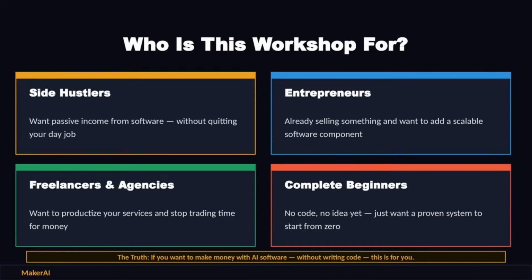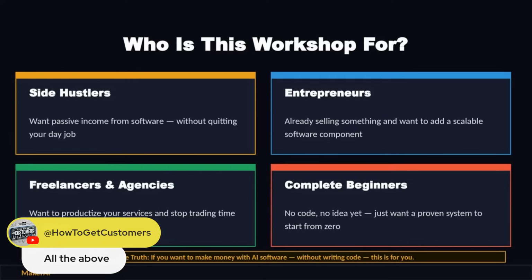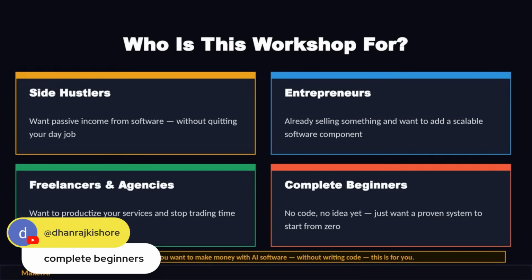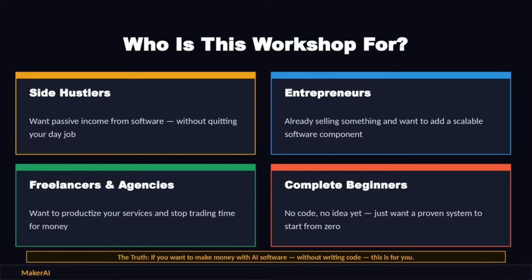And I see so many people in the comments. I see side hustler, complete beginner, all of the above. I love that. Agency, side hustler, entrepreneur, complete beginner. Awesome. So many of you in different backgrounds. But again, the truth is you can create software using AI and it'll work for anyone in any background. It's absolutely insane.